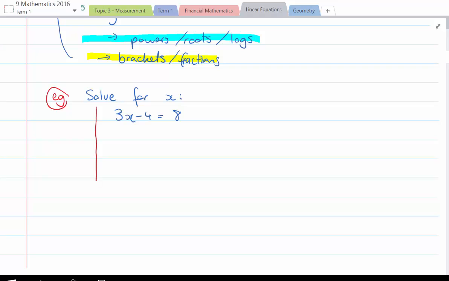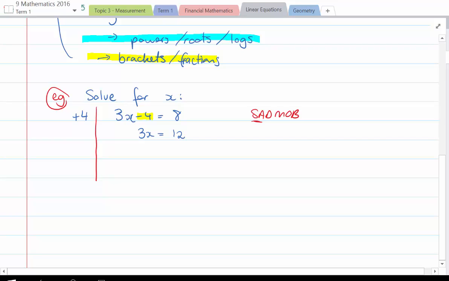And on this left-hand side of the line, we're going to say what we need to undo, what we want to get rid of. So the first step is we've got this subtract 4 that we need to get rid of. So we're trying to get x on its own, and when we think about SADMOB, add subtract comes first. Okay, so we're going to add 4 to both sides. So 3x take 4 plus 4 just leaves us with 3x. And 8 plus 4 gives us 12. So we've added 4 to both sides, it's still balanced.